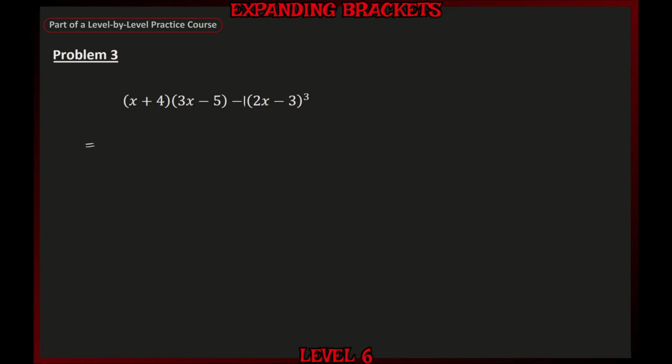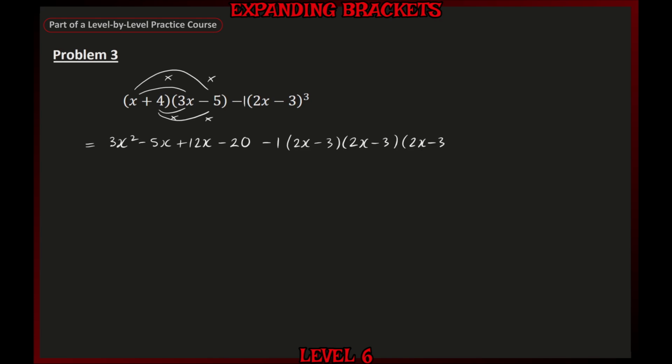Now starting with those first two brackets, we have x times 3x, which is 3x squared. x times minus 5 is minus 5x. 4 times 3x is plus 12x. And 4 times minus 5 is minus 20. We then have minus 1, and that's being multiplied by this bracket that's cubed. And cubing a bracket is the same as multiplying that bracket by itself and then by itself again. And we'll start expanding these in the next step.